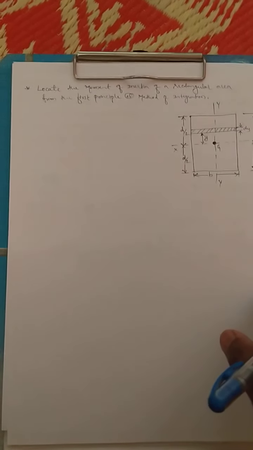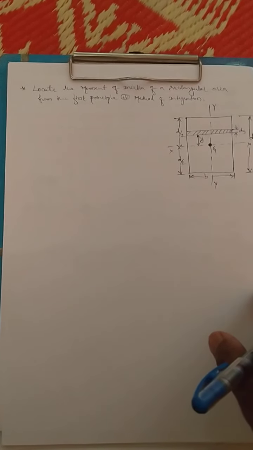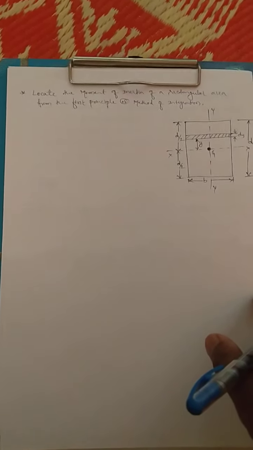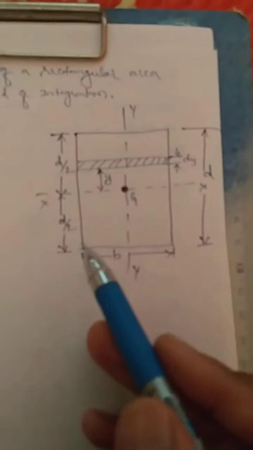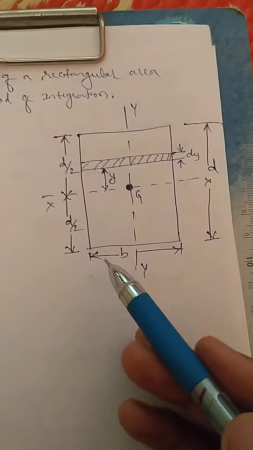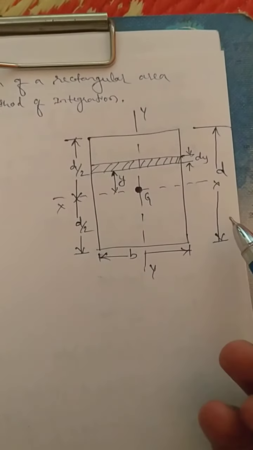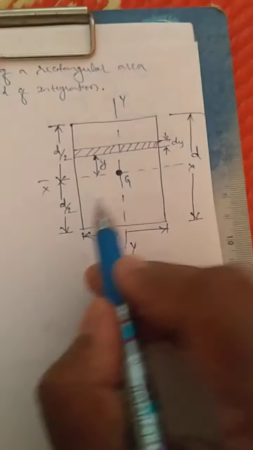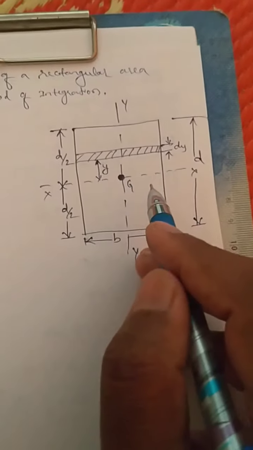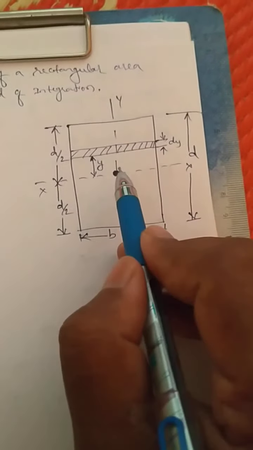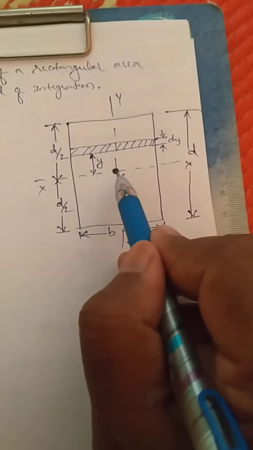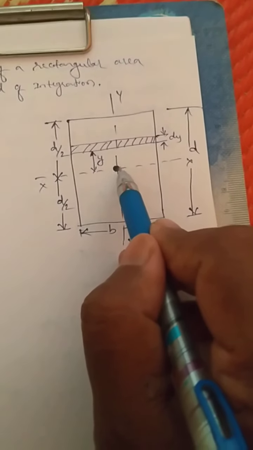Now in this video we are going to locate the moment of inertia of a rectangular area from the first principle method of integration. I have drawn the figure here. It's a rectangle whose base is b and depth is d. Now to locate the center of this rectangle, we know the centroid; this is the centroid, the point G.